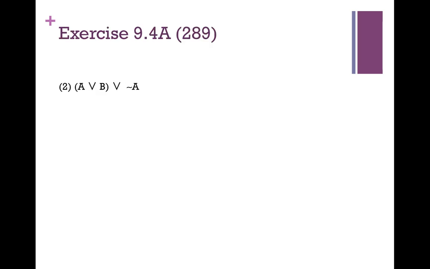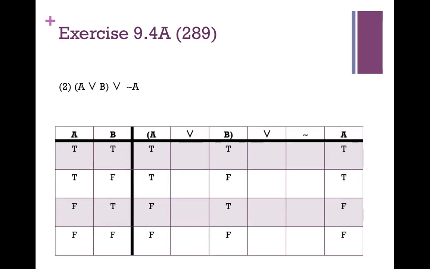For problem 2, you are given the following proposition: A or B or not A. And the way we construct the truth table is as follows. We create our two columns over here on the left for our two atomic propositions, A and B. And then we lay out the truth values for those.